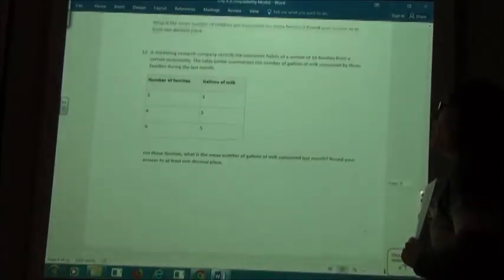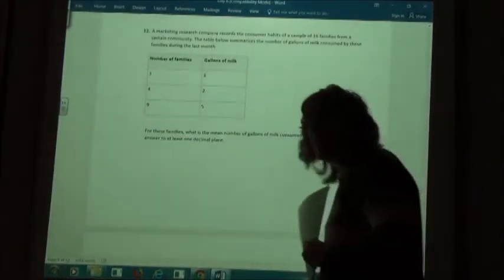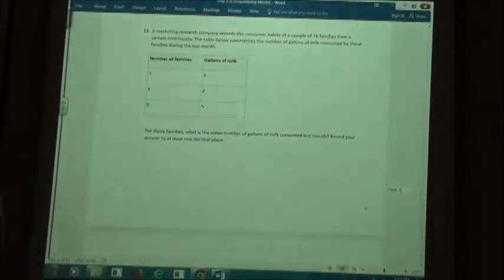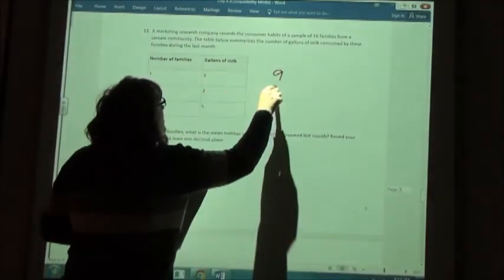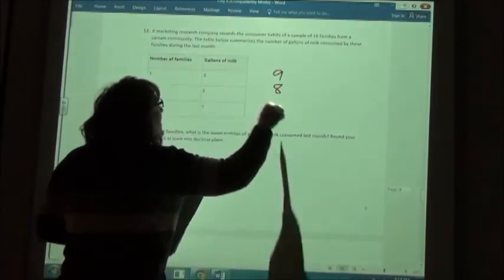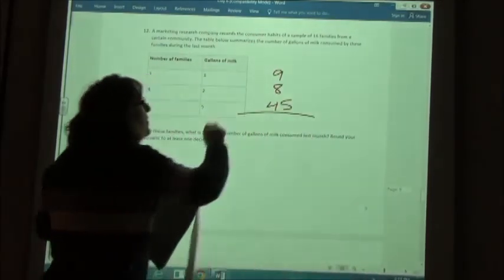So number 12, same thing. We're finding the weighted mean. And so we're first of all going to start by doing all of our multiplying. 3 times 3 is 9. 4 times 2, 8. 9 times 5, 45.